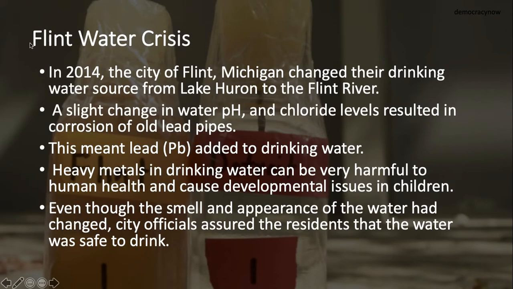The Flint water crisis. So we looked at this a little bit recently in class. In 2014, the city of Flint, Michigan changed their drinking water source from Lake Huron to the Flint River. A slight change in water pH and chloride levels resulted in the corrosion of old lead pipes. This meant lead was added to the drinking water. Heavy metals in your drinking water can be very harmful to human health and cause developmental issues in children. Even though the smell and appearance of the water had changed, city officials assured the residents that the water was safe to drink.